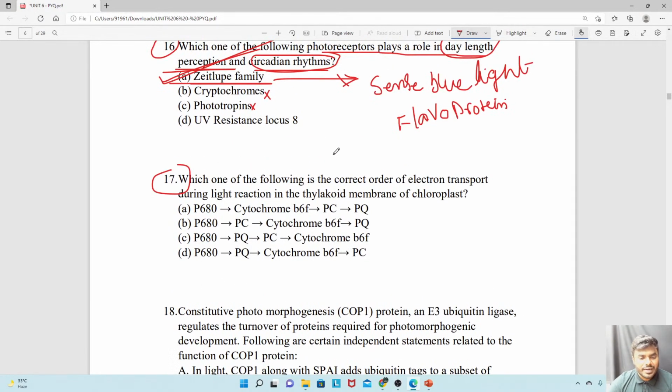Question number 17. Don't confuse, don't confuse. Slowly, friends, slowly think it, think it, think it. You're not thinking.